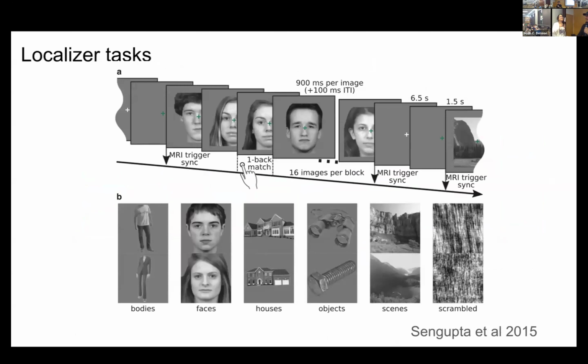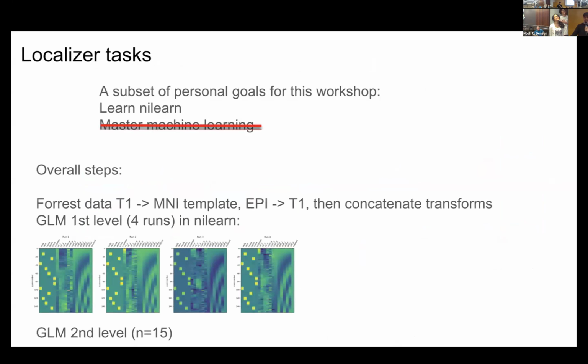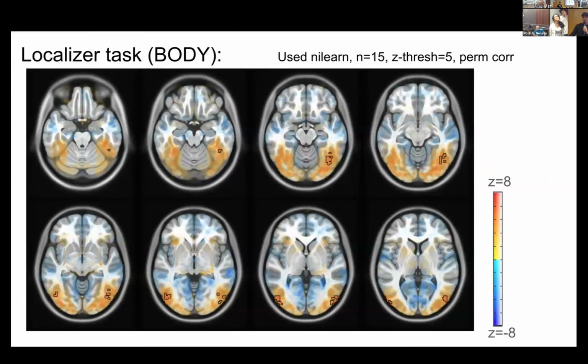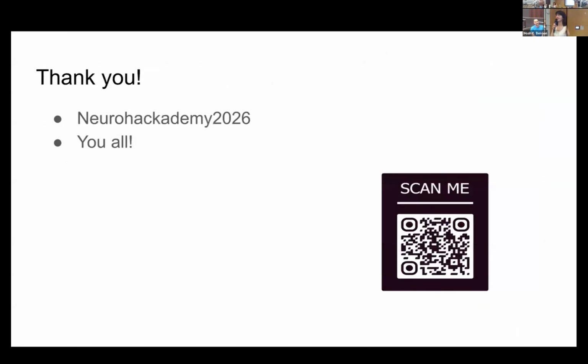I did the most standard GLM analysis you can imagine, but I didn't get to that part. Then there's my design matrices, and here's body, face, house, object, scene, scramble. Also, there's some type of classification analysis where you take a functionally defined region of interest. I didn't get to this point, but I just put it out there because this is also the kind of thing you can do with this type of rich dataset. All right, thank you.